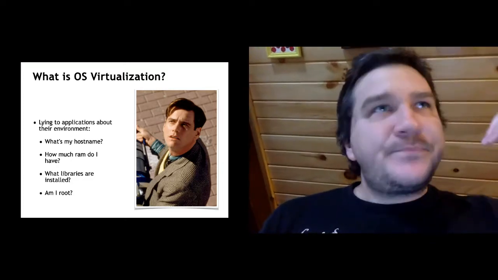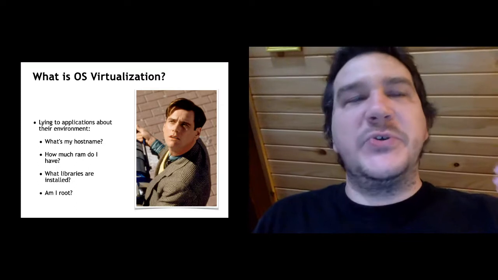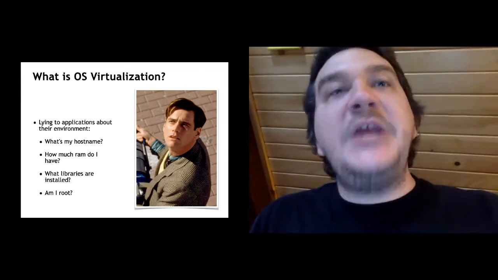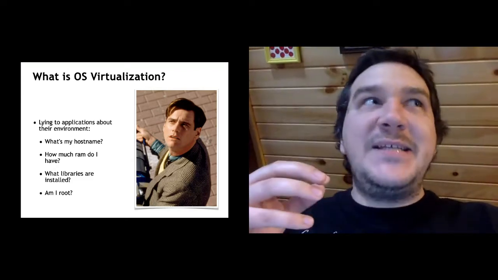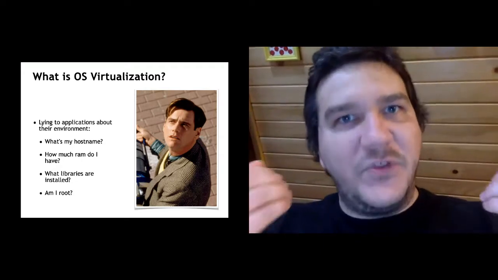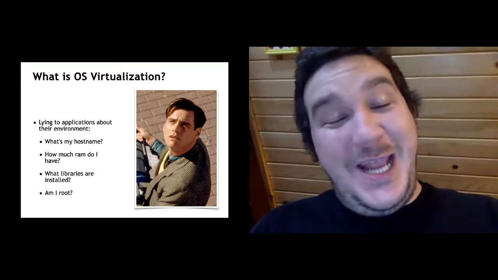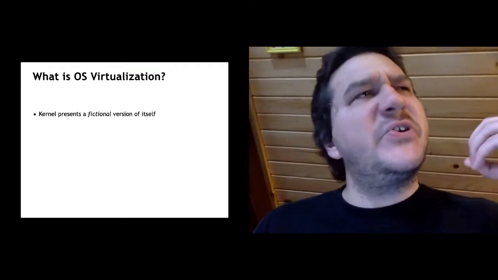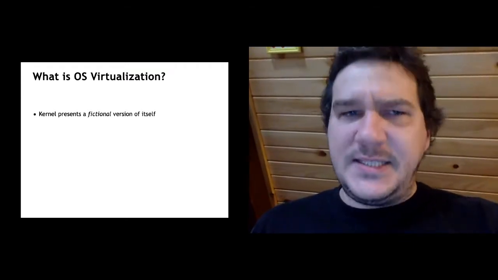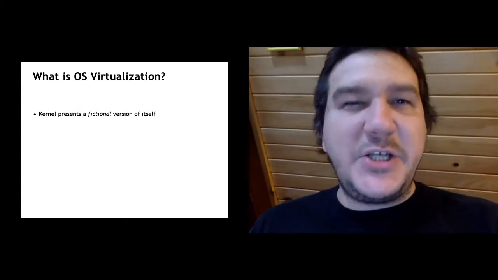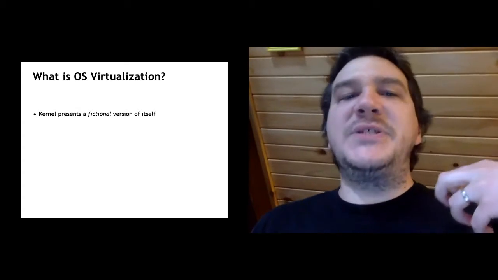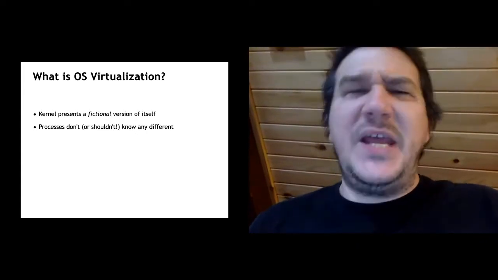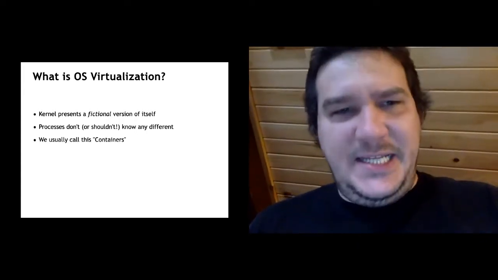So these are the fundamental lies of OS virtualization. The reason we want to lie is that we don't want to have to rewrite our applications to be aware of the truth, which would mean the application has to be aware of the virtualization constructs. It's just way easier if the application doesn't know any better. Again, this is the kernel specifically, with some help from other layers of the OS in some types of OS virtualization. We'll get into that later, but mostly it is the kernel presenting a fictional version of itself, and processes should not need to know any different. If they do, that's fine, but it's just not as easy.